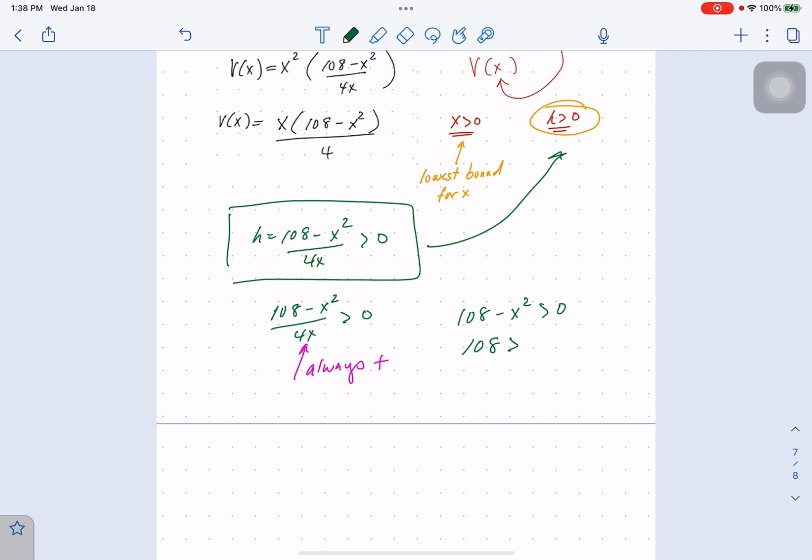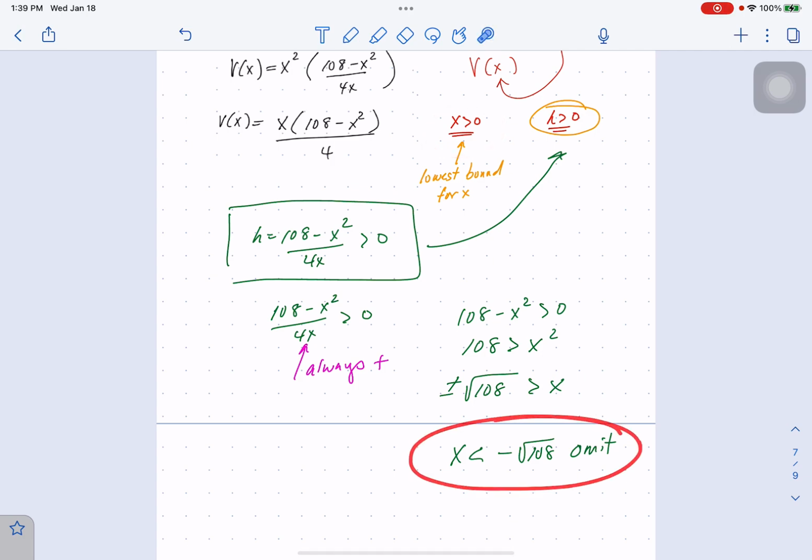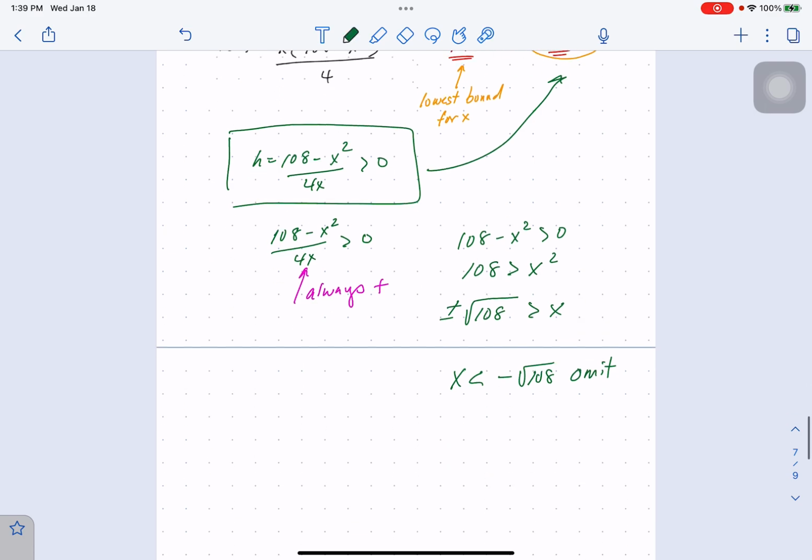It's 108 is going to be greater than x squared, which means that plus or minus square root of 108 is got to be greater than or equal to x. Now, again, x has got to be greater than 0. x has got to be greater than 0. So there's no way that I can have x being less than negative square root of 108. So we're going to omit that. That absolutely cannot happen because, as we've said, x has got to be greater than 0, and that is not greater than 0, which leaves us that x must be less than square root of 108.